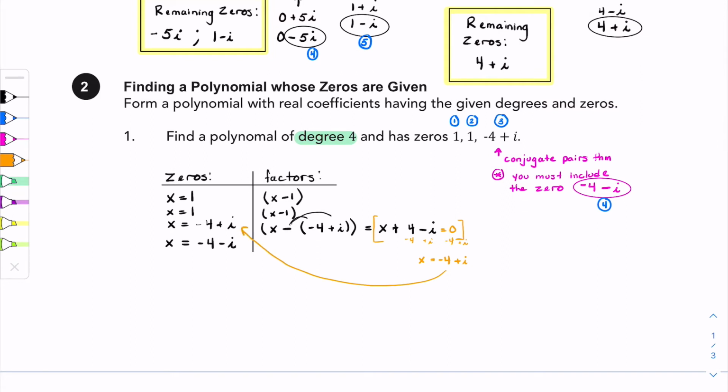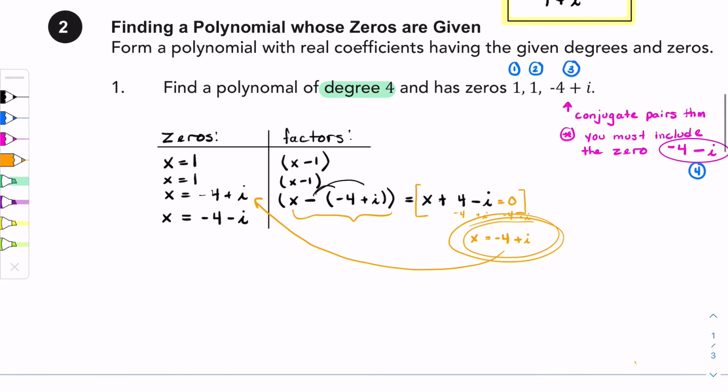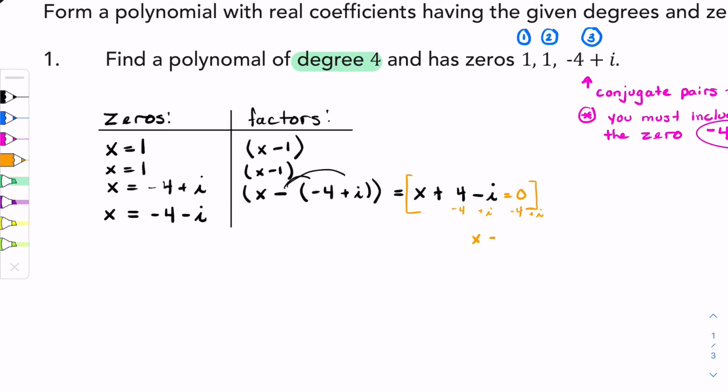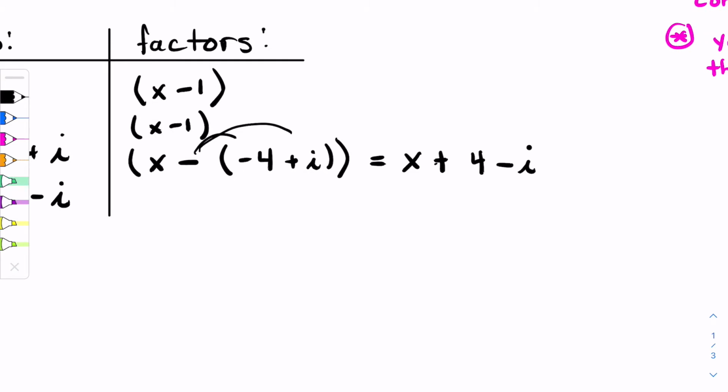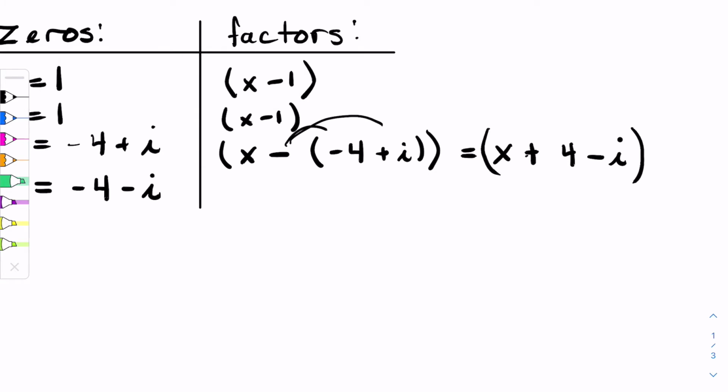That's what we had right there. So double check yourself every time. Make sure whichever 0 you write does in fact multiply or simplify, whatever you have to do, simplify out to the original 0. I'm going to put parentheses around this. And notice that I always start with x minus and then I put the factor after that.